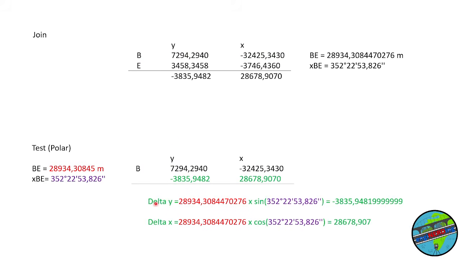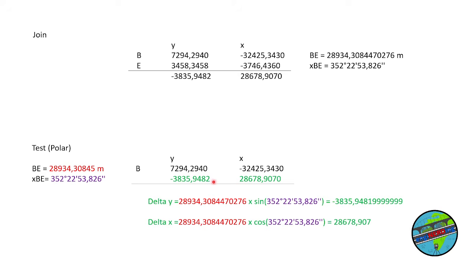Now what we do is use the formula of distance times sine of direction, or distance times cos of direction, for delta y and delta x respectively. It's the same values here, the only difference is there's a sine or a cos for the y and for the x. So we determine these values, and you'll see that they are very similar to the original values for delta y and delta x that we calculated.